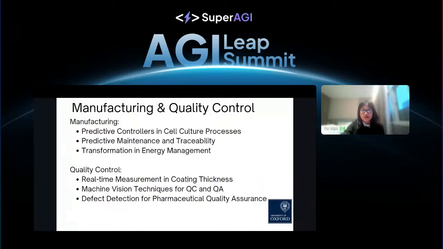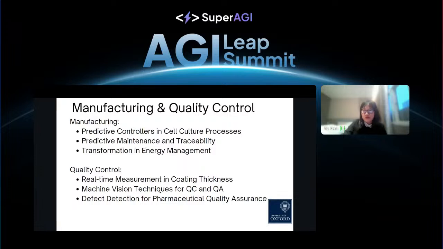And then we got the next section, manufacturing and quality control. They're both pivotal parts of the pharmaceutical industry. And we can find a lot of footprint of AI in this industry, for example, in the predictive controllers in cell culture processes. These models employ predictive controllers to ensure optimal cell growth and product yield.